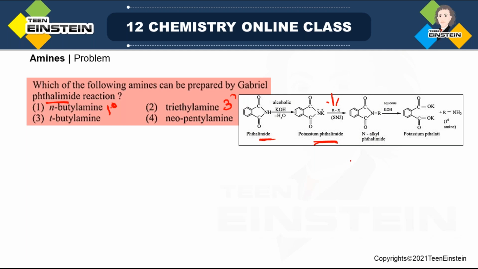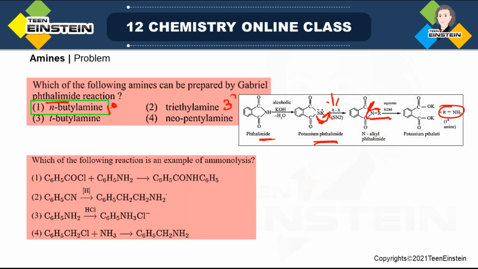Next, RX, which is the actual starting material. This RX will be converted to finally RNH2. We are getting this N minus, it is attacking this R, and X is removed. So when X is removed, we are getting this type of structure, which is N-alkyl phthalimide. And finally, we have to do hydrolysis under basic condition. This bond will be broken. So from this part, you will get RNH2. So what you are getting? You are getting 1 degree amine. Fine. So here correct option will be 1 degree amine, which is N-butylamine. Fine.